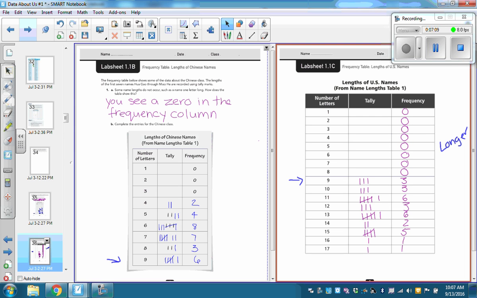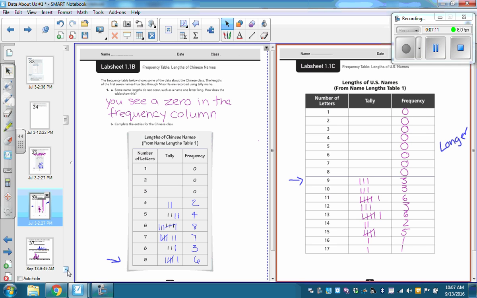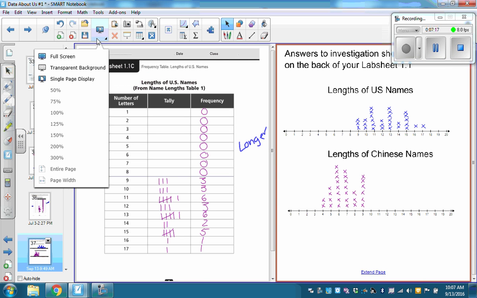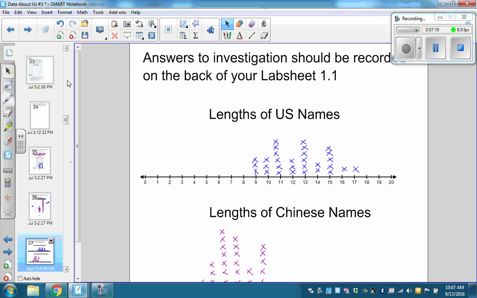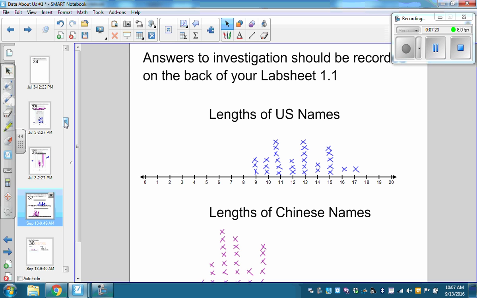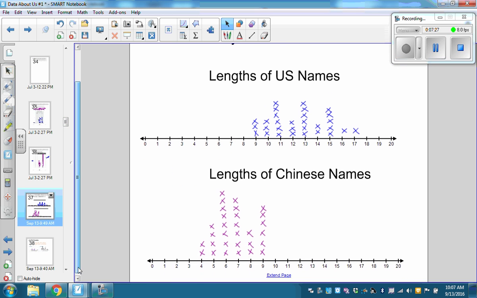We used this data to talk about how to create a line plot, and we did a line plot comparing Chinese names and US names. That line plot should have been on the back of your lab sheet that you had in class. If you didn't get a chance to finish the line plot, that would be a good thing to copy down.